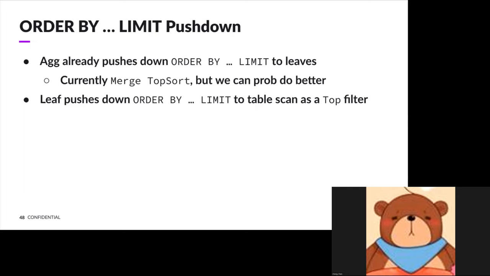This vector search can be executed by what we call order by limit pushdown. The aggregator already pushes down order by limit to leaves. It's currently done by selecting top k from each leaf, then doing a merge sort. But it is also possible to select fewer than k rows from each leaf initially, and then iteratively select more rows. Let's focus on the leaves, because for the aggregator part we know how to do the pushdown. The harder part is on the leaf. On leaves, vector search can be done by pushing down order by limit to table scan or the top filter. The top filter will scan the vector index and select top k rows.